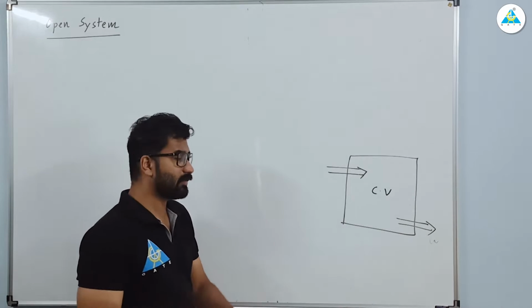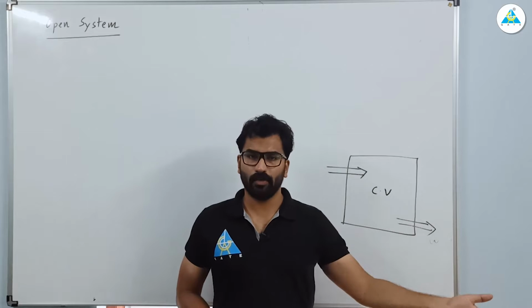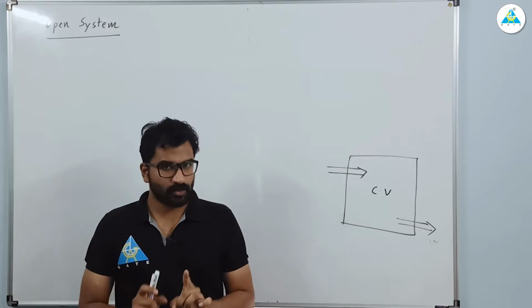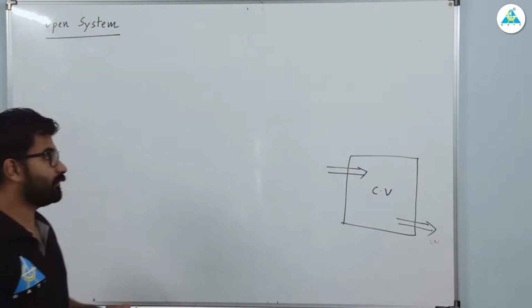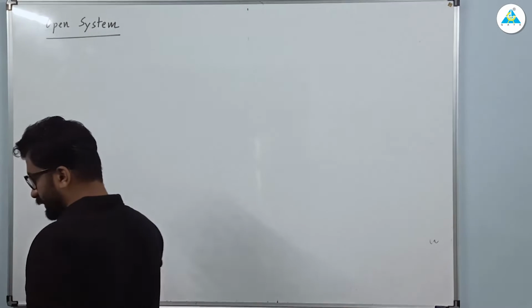So what is the difference? क्या difference होगा आपका? Difference is only mass will be coming in and mass will be going out. Other than the energy transfer, mass will come in, mass will go out. ठीक है. So this is our open system. Now we are interested in mass balance and energy balance.